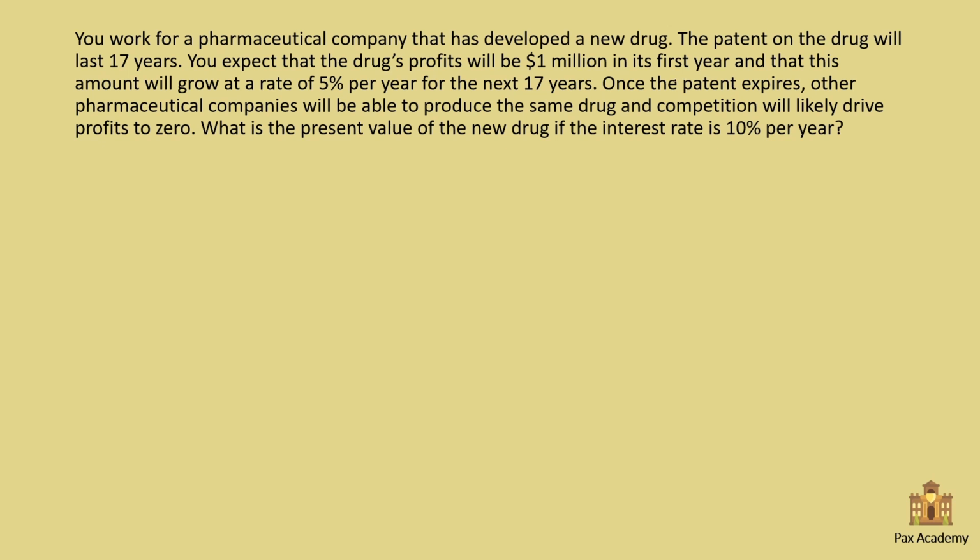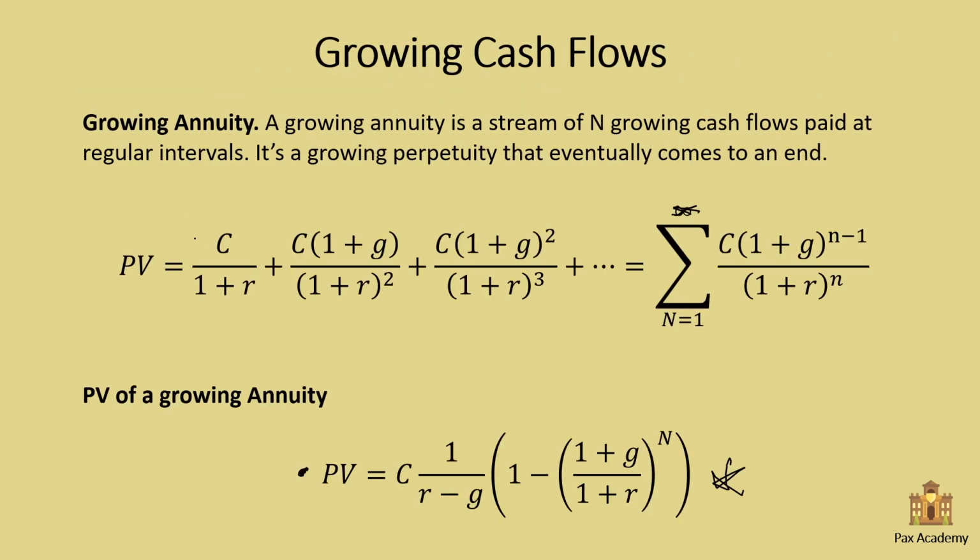Once the patent expires, other pharmaceutical companies will be able to produce the same drug, and competition will likely drive profits to zero. What is the present value of the new drug if the interest rate is 10% per year? Excellent. So we know this is an annuity because it ends after 17 years, and then the company doesn't make any more profit, and therefore we need to use the formula that we looked at before.